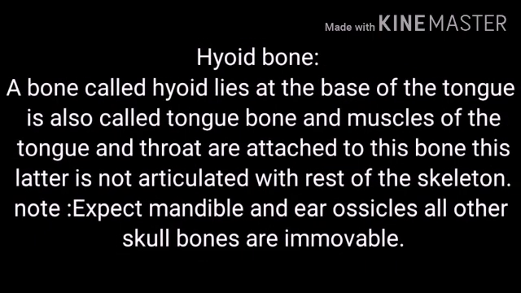Hyoid bone. A bone called hyoid lies at the base of the tongue. It is also called the tongue bone, and the muscles of the tongue and throat are attached to this bone. This bone is not articulated with the rest of the skeleton. Note, except the mandible and ear ossicles, all other skull bones are immovable.